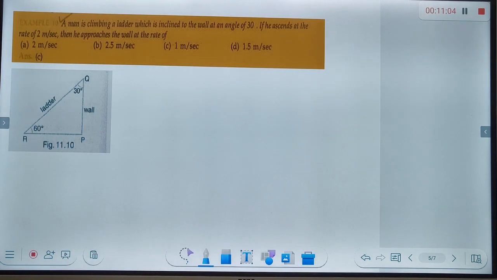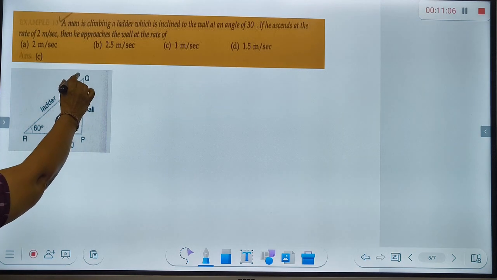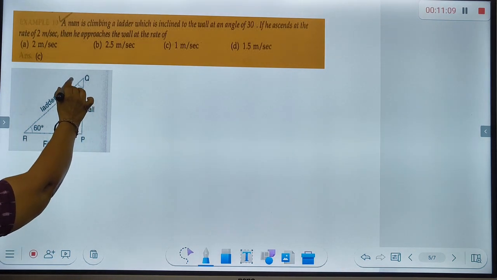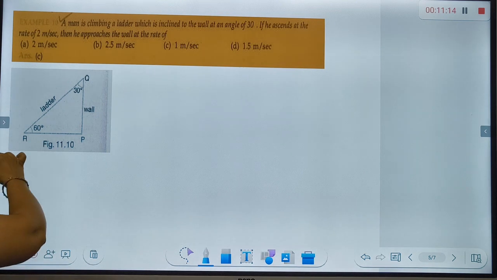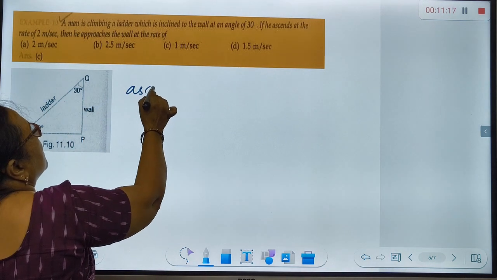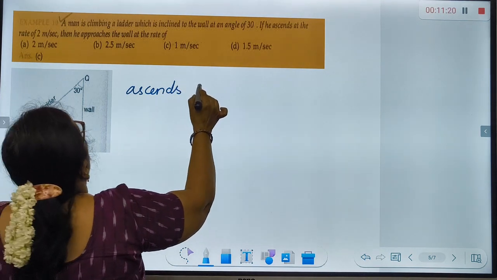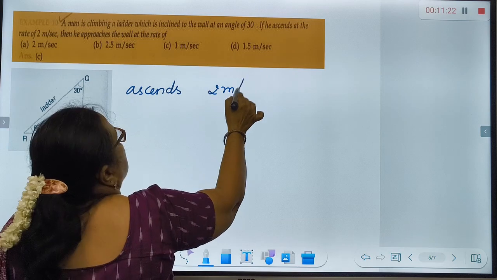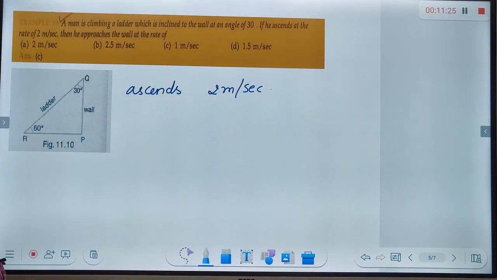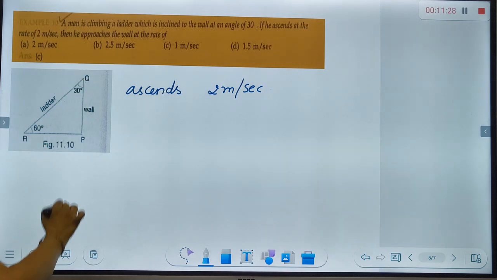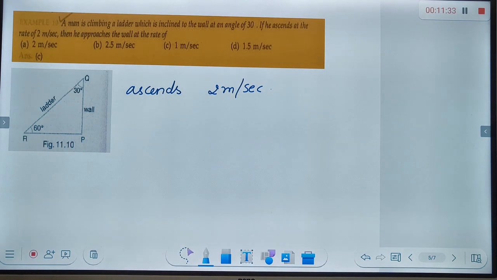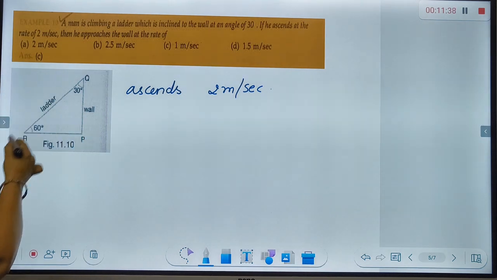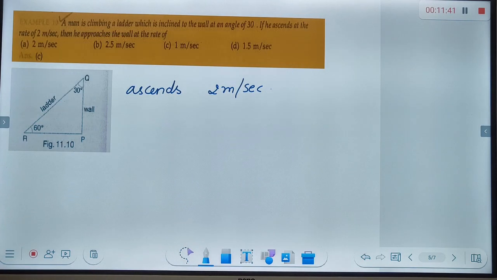Now, a man is climbing a ladder, this is the wall, which is inclined to the wall at an angle of 30 degrees. If he ascends at the rate of 2 meters per second, then he approaches the wall at the rate of, approaches the wall means this is the wall. So you have to find RP. Okay. You have to find the rate at which he approaches the wall. The rate at which he approaches P.